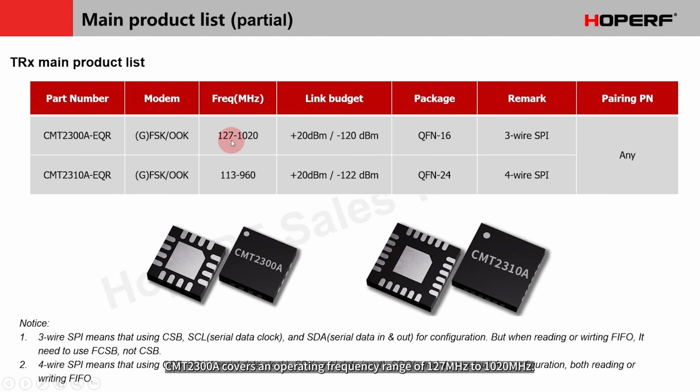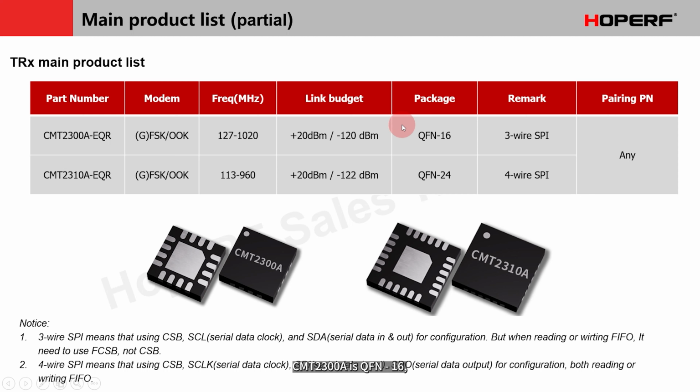CMT2300A covers an operating frequency range of 127 MHz to 1020 MHz. CMT2310A's operating frequency range is 113 MHz to 960 MHz. Both cover sub-G applications. In terms of receiver sensitivity performance, CMT2310A is better. It can support up to -122 dBm. CMT2300A can support up to -120 dBm. In terms of packaging, it has a slightly larger package. It is QFN24 packaged, with dimensions of 4 mm*4 mm.